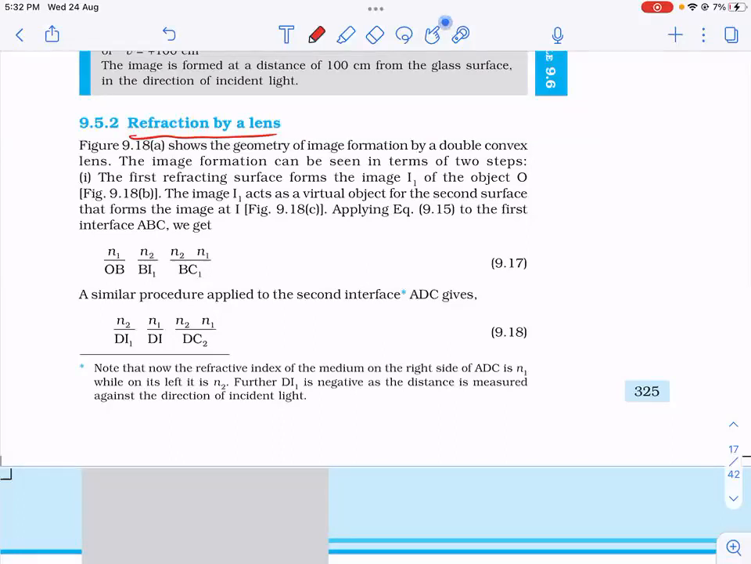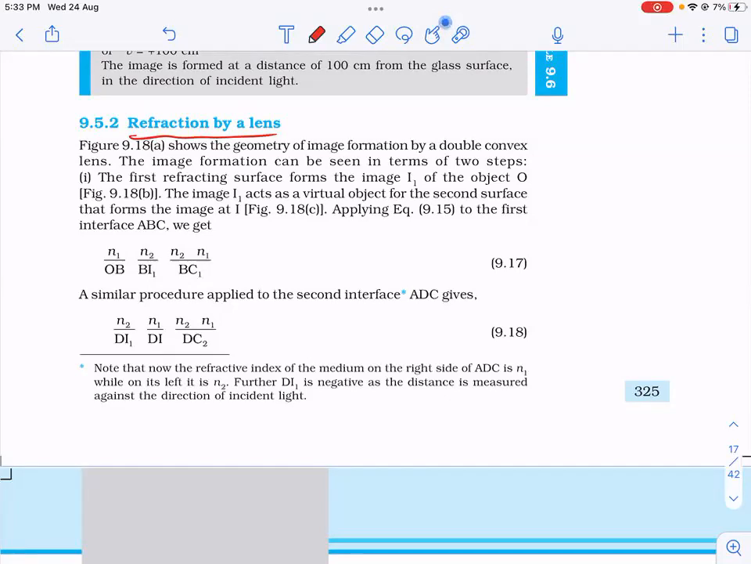Now what am I trying to say? For a lens, how many surfaces do you have? Minimum is two, maximum two. With one surface we do not call it a lens, it's just a boundary. We also learned a concept, refraction at spherical surface. The boundary is a surface which is dividing two different media.